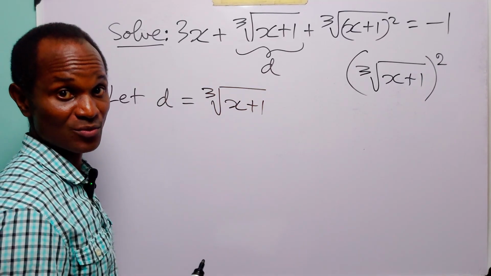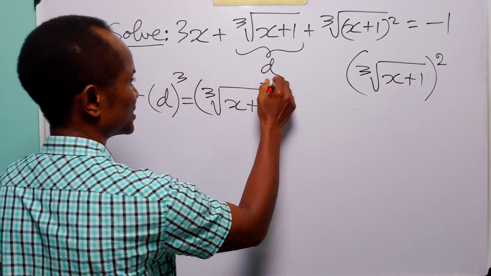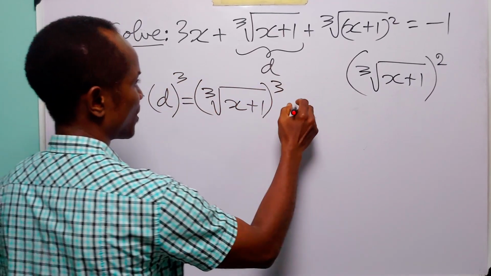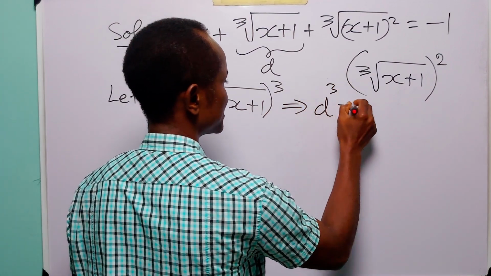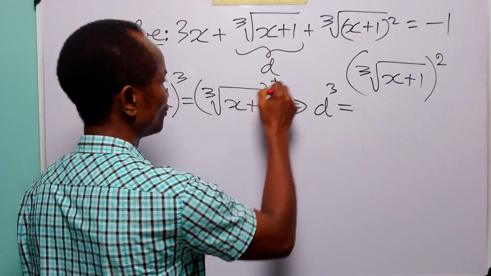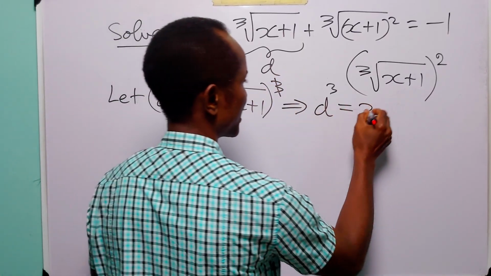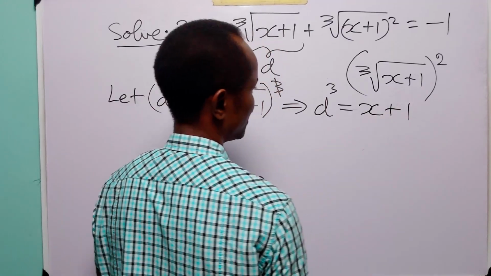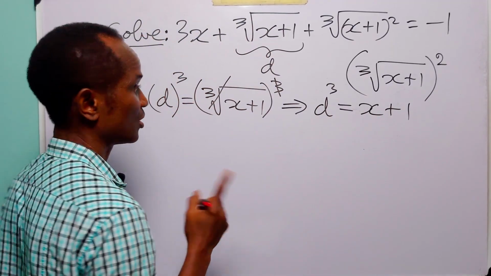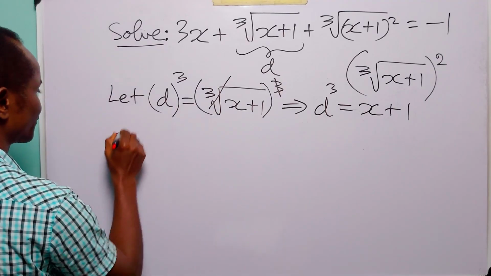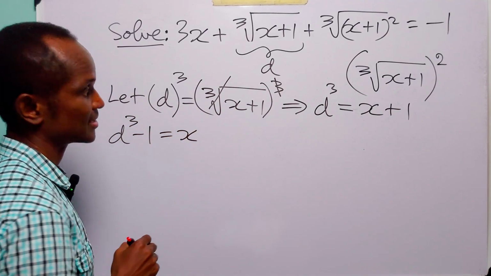Now, you know that the next thing we are going to do is to cube both sides of this equation. When we do that, we have that d cubed is equal to, the cube is going to take care of the cube root, leaving us with x plus 1. And of course, when we subtract 1 from both sides of this equation, we are going to have that d cubed minus 1 is equal to x.